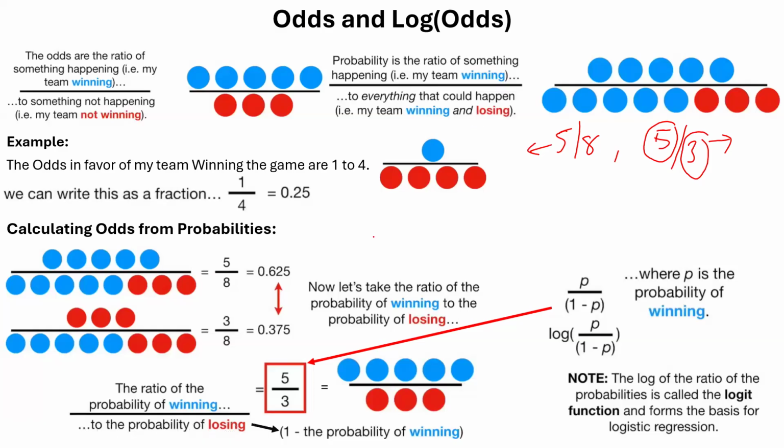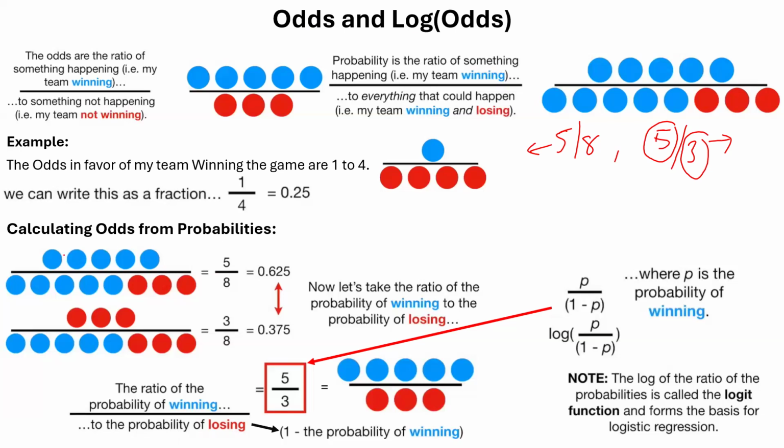Now let's look at this. Now we want to link the odds with probabilities. We want to map odds with probabilities. That's what we are going to do now. Now, calculating odds from probabilities.